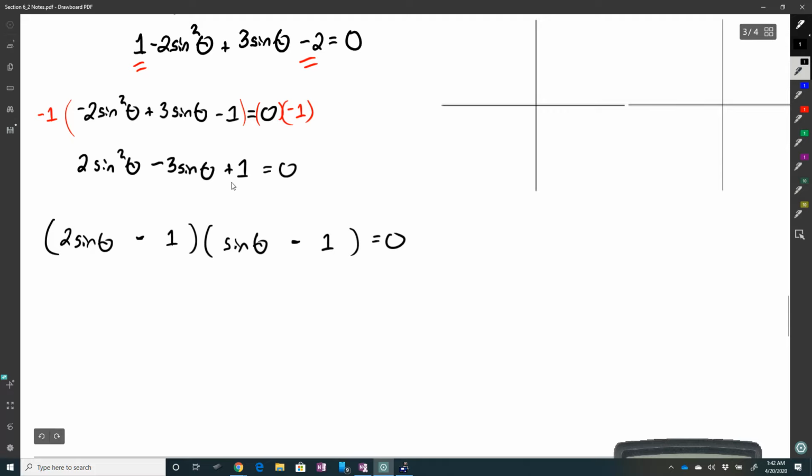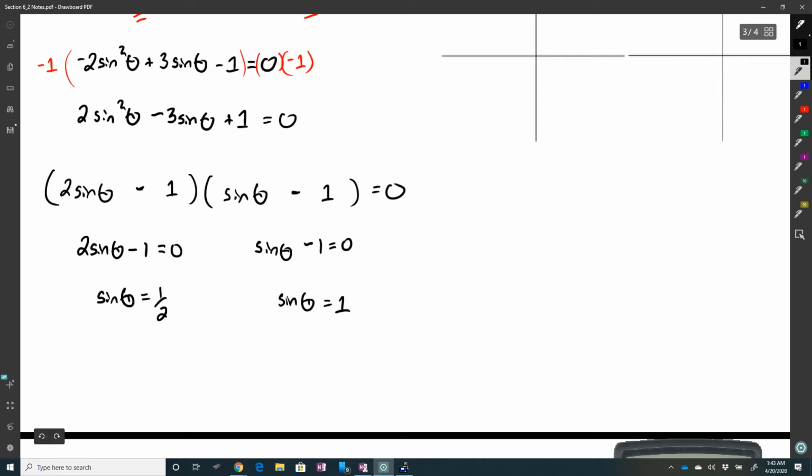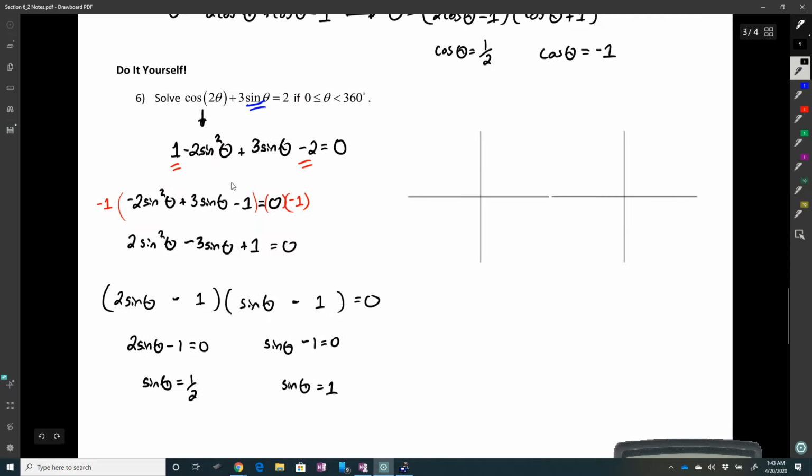Again, if you don't like doing that, you can also use the quadratic formula. But anyway, I have 2 sine theta minus 1 equals 0, and sine theta minus 1 equals 0. So sine theta equals 1/2, and sine theta equals 1. Those are my two solutions. So sine theta is 1/2, sine theta is 1. Both of these are positive.